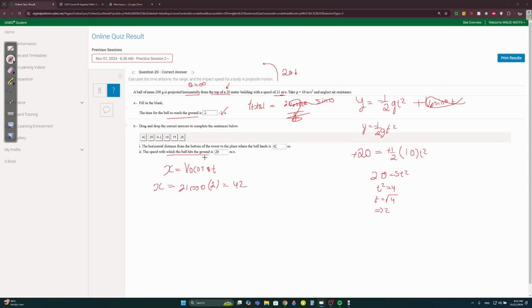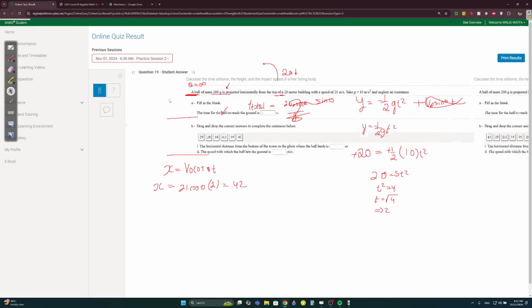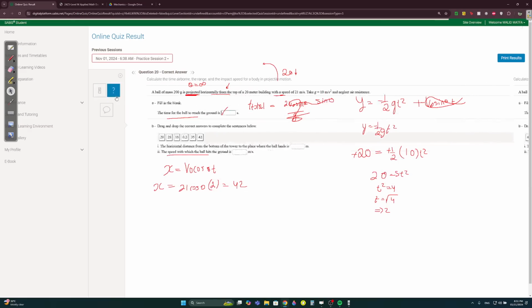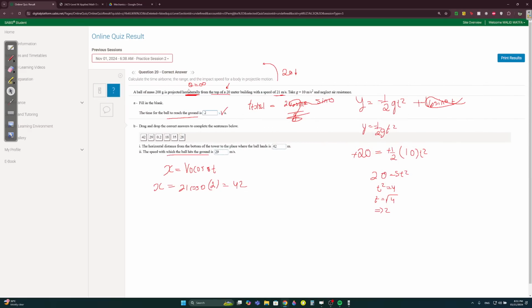Always the speed with which the ball hits the ground. If it was a projectile like this, it would be equal to the initial speed. But here, it's thrown horizontally. So it won't be like that. The question here, we said it was thrown upward. So it's going to go up, come back down. That's for free fall. Okay? But for horizontal, that is not the case.